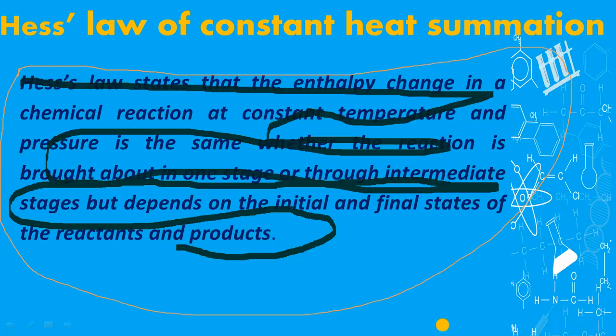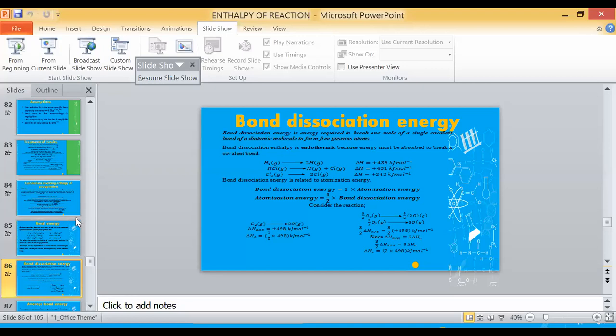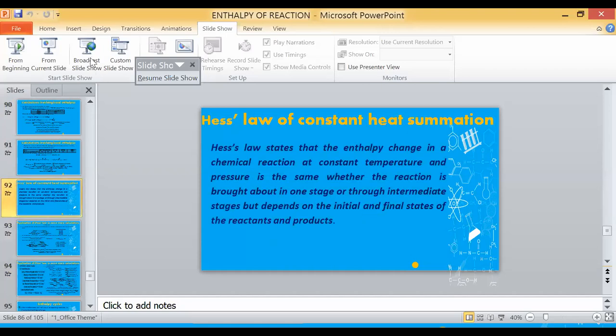So these people discovered that when you carry out an enthalpy reaction, whether it proceeds by one reaction or you do so many other reactions, it does not matter how many stages you go through. But the law continues to emphasize that the enthalpy change of such a reaction depends on the initial and final states of the reactants and products.